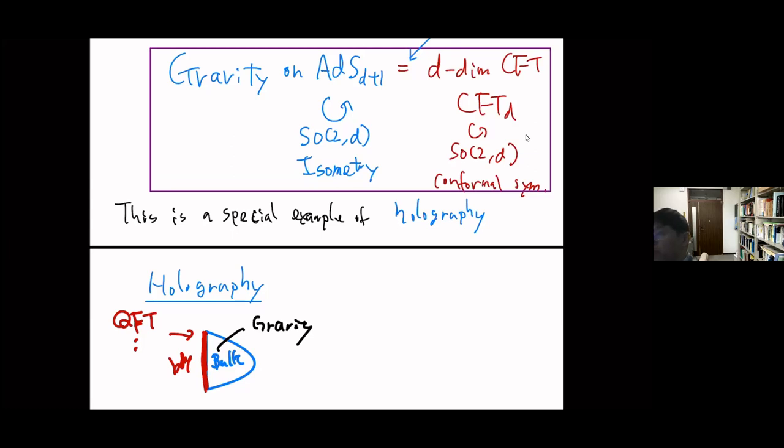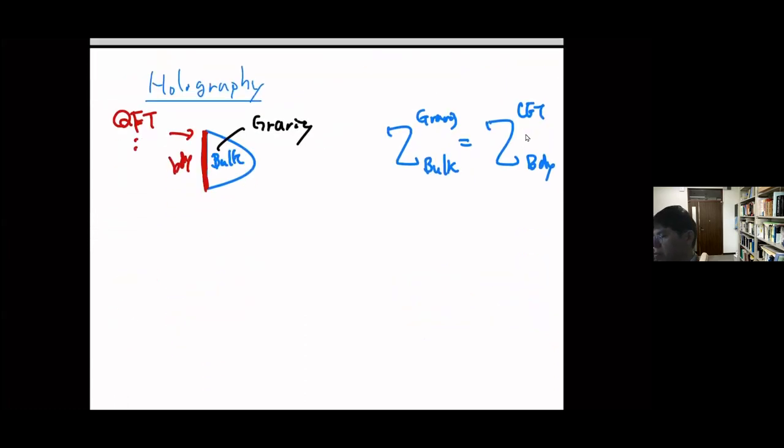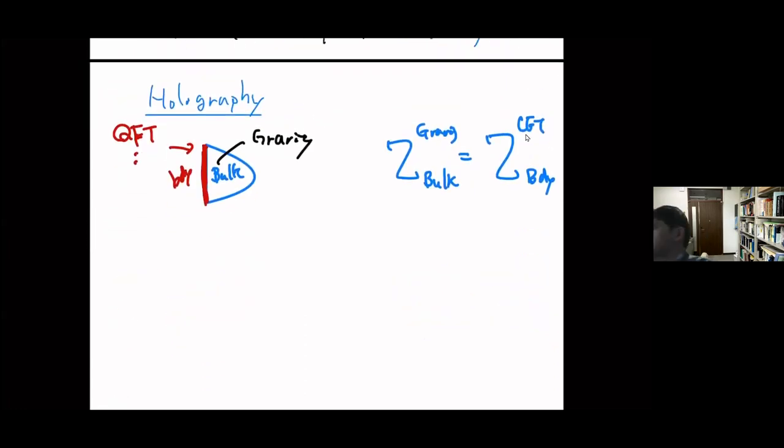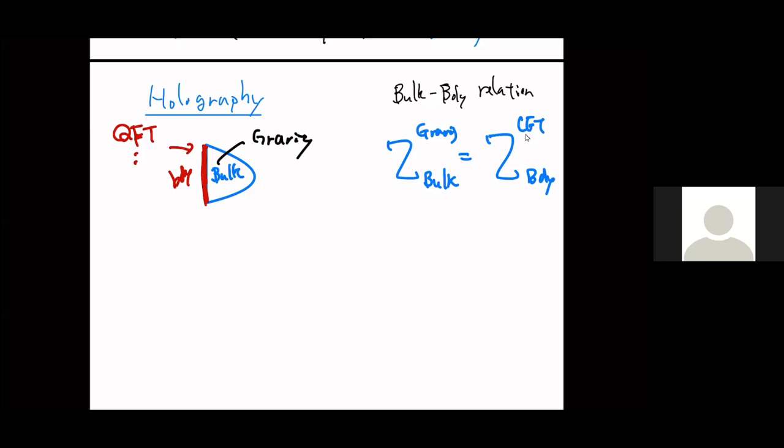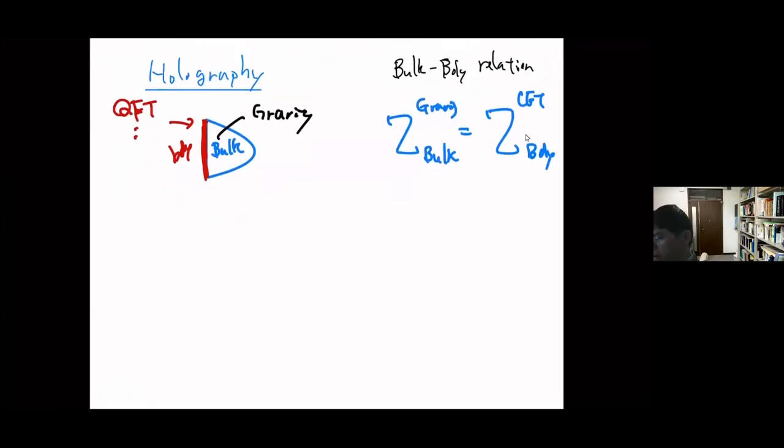It's a holographic relation, and if we want to calculate something, we have to compare two different quantities. One is a partition function in the bulk gravity, which is equivalent to the boundary CFT partition function. So the partition functions on both sides are equal to each other, and the partition function can include an external field. By taking the derivative with respect to this external field, you can calculate correlation functions on the conformal field theory side and compare with some gravitational quantity. So this is a basic relation, the bulk to boundary relation.